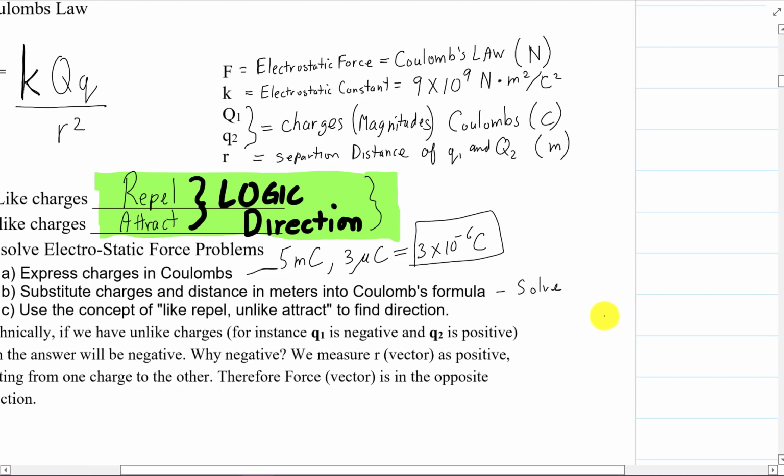Just for the heads up, those people that are going into university are going to see this again. Coulomb's law is actually written this way without using this logic. It's going to be negative K Q Q over R squared. Why negative?